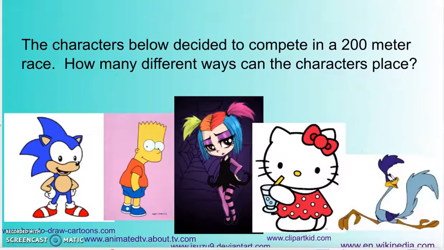Okay, so let's look at the next one. What if I have these 5 characters and they decide to compete in a 200-meter race?